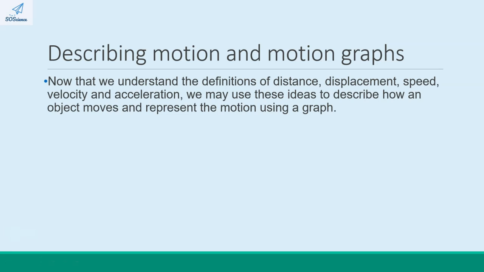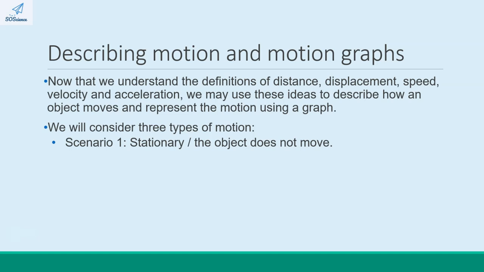So now that we understand the definitions of distance, displacement, speed and velocity, and acceleration, we may use these ideas to describe how an object moves and represent that using graphs. And we're going to consider three types of motion.